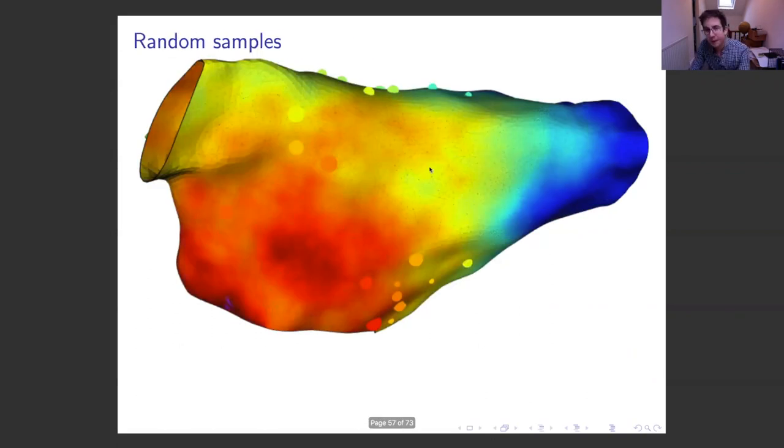The problem with that is we want to differentiate these samples, because we don't care about the activation time itself. We care about the conduction velocity. So we needed a way of getting smoother functions here.